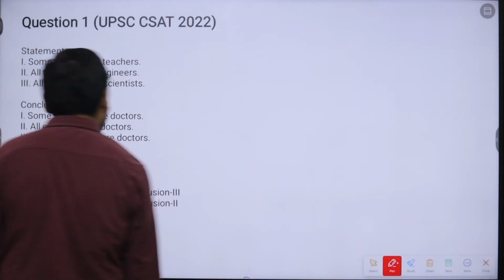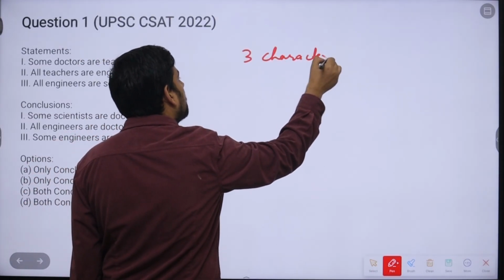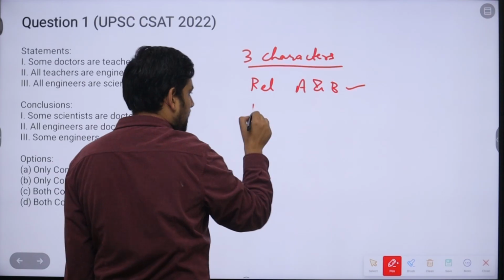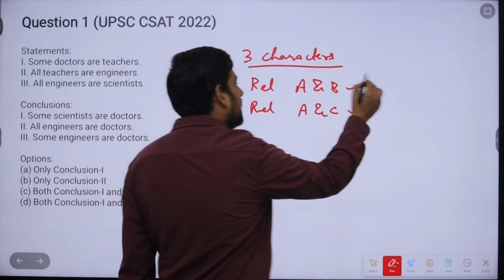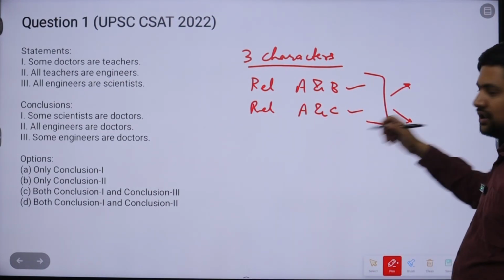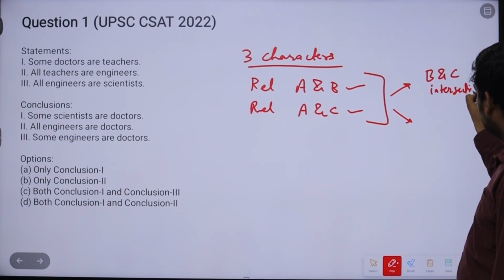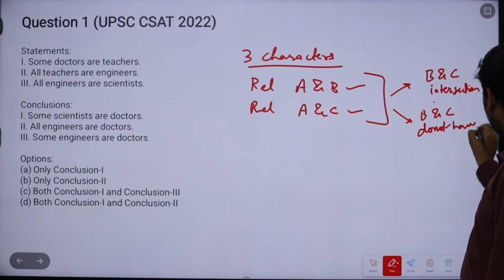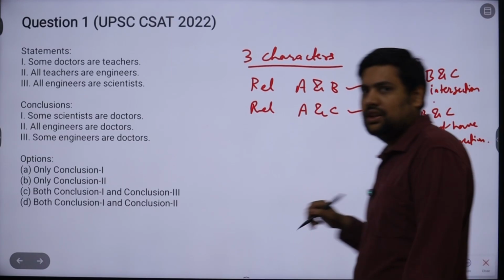So first, one more thing let me tell you: if there are 3 characters such that the relation between A and B is given to you and the relation between A and C is given to you, if both of these are given, then there are always 2 possibilities. Correct? What are those possibilities? Either B and C have an intersection, or B and C do not have an intersection. So these are the 2 implicit possibilities not given in the question.